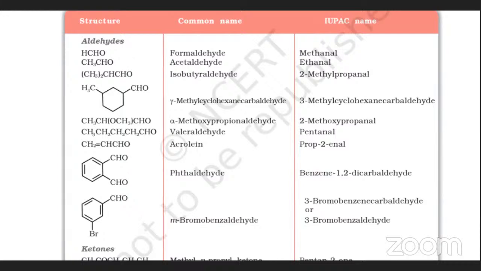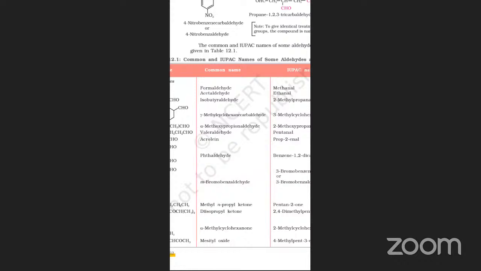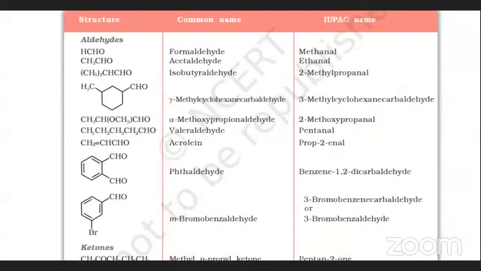How are we calling it? The benzene ring is present, and upon the benzene ring at the first position and the second position, two aldehyde groups are present. Because of that, it is called dicarbaldehyde. Why dicarbaldehyde? Because two aldehyde groups are present. So we call it benzene-1,2-dicarbaldehyde.